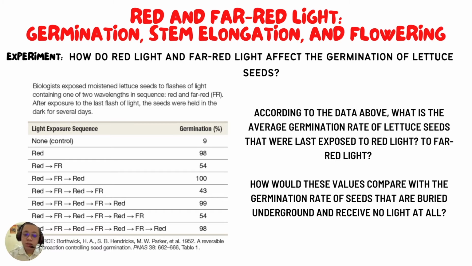According to the data, if you study it, what is the average germination rate of lettuce seeds that were last exposed to red light? How about far red light? If you examine the table, if the moistened lettuce seeds were last exposed to red light, the percentage of germination is high. If the seeds were last exposed to far red light, the germination is low. It is almost 40 to 50% lower than with red light.